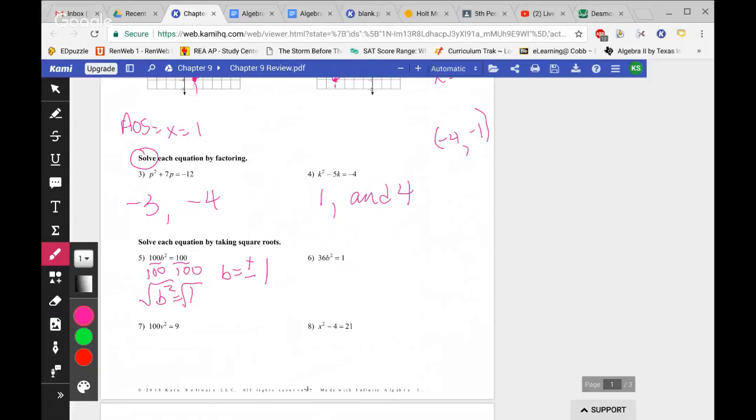And this plus or minus part is very, very important. On this one, you divide both sides by 36. So now you have b squared equals 1 over 36. You take the square root of each side. When you take the square root of a fraction, you're taking the square root of the numerator over the square root of the denominator, which equals plus or minus 1 over 6.